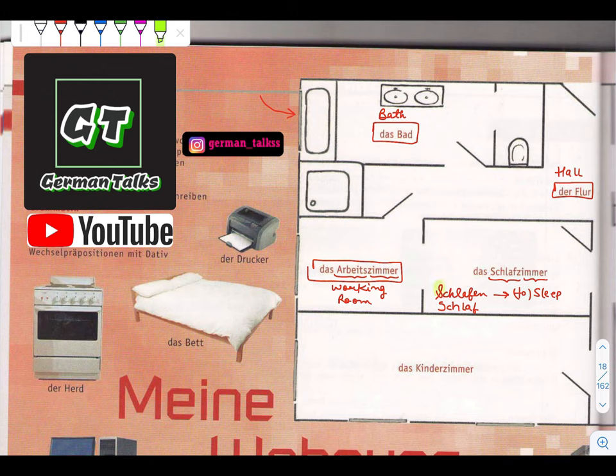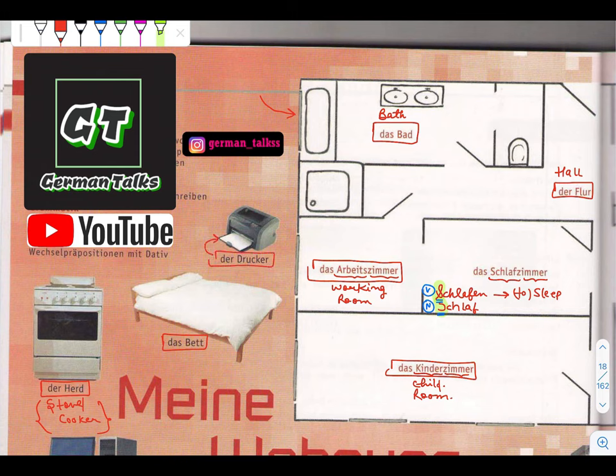Again, you can see here, this is in capital, this is in small letter and this is in capital letter. I told you, when there is a verb, we always write in small. When there is a noun, we always write in capital. So this means sleeping room. Das Kinderzimmer. Kinder means children and Zimmer means room, so children's room. Das Bett is bed. Der Herd. Herd means stove, or we can say cooker. Der Drucker, from the picture you can guess, printer.